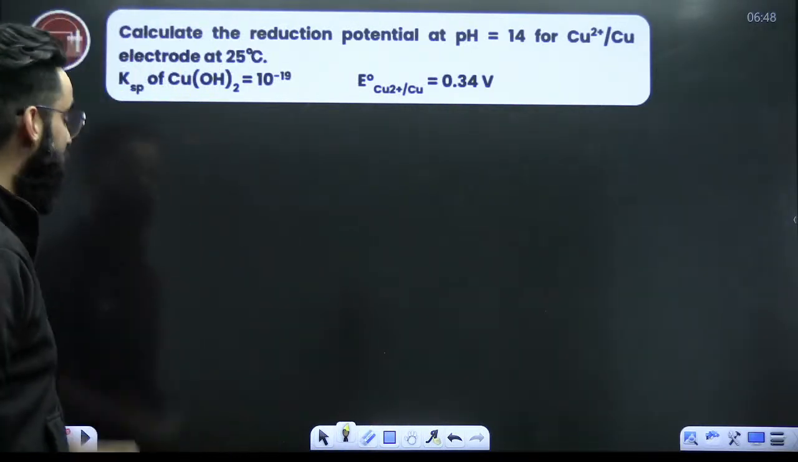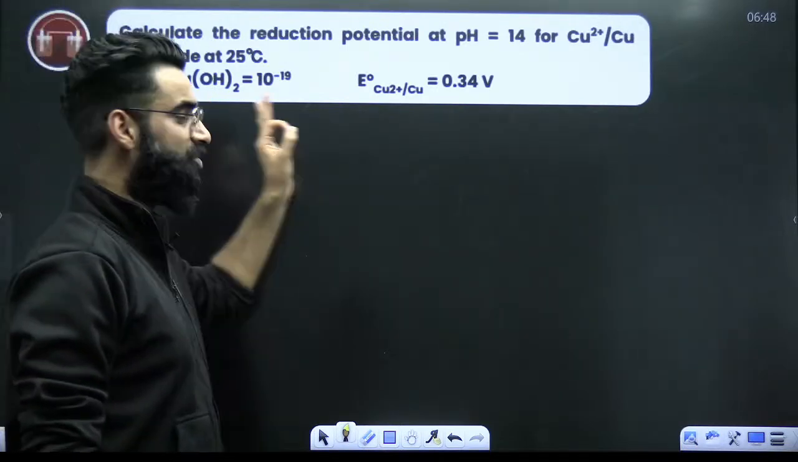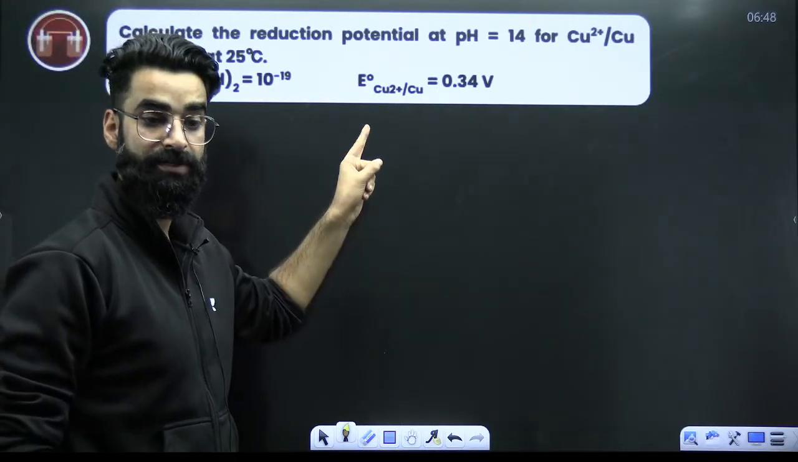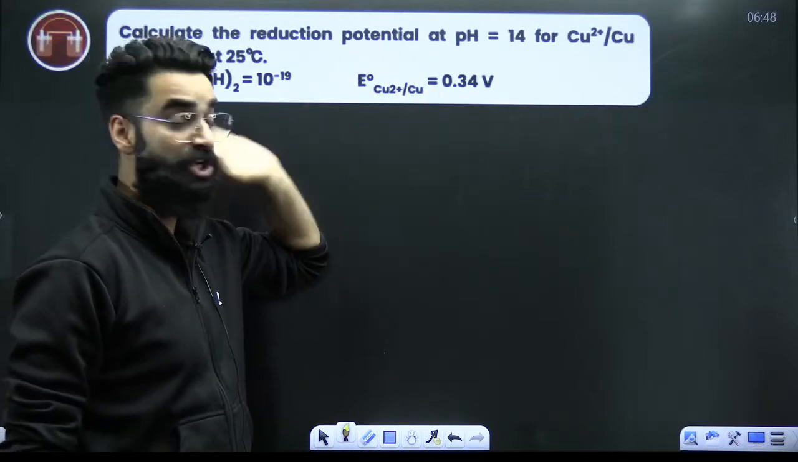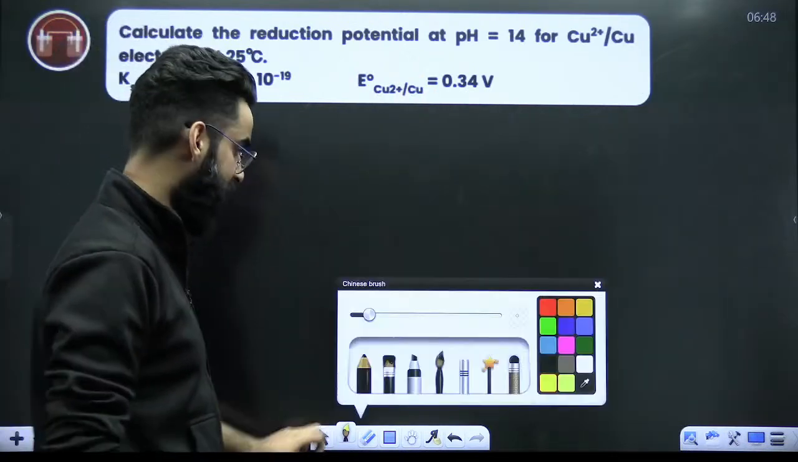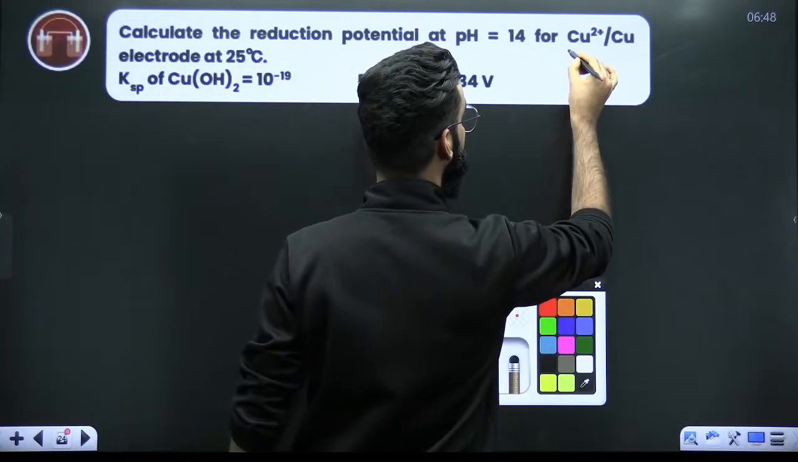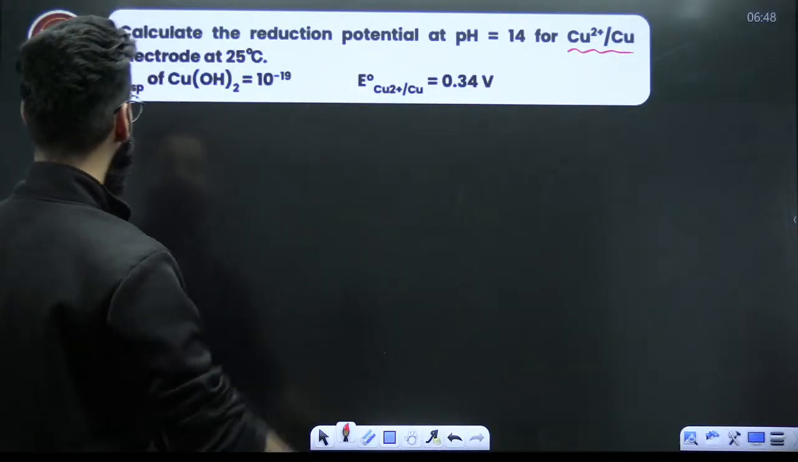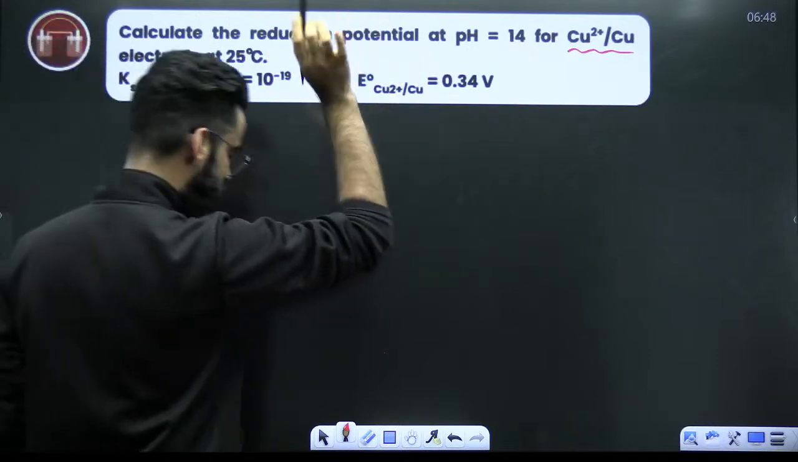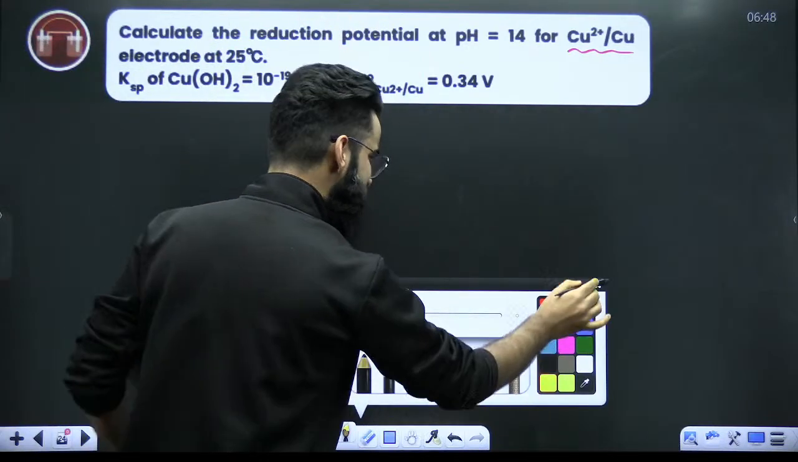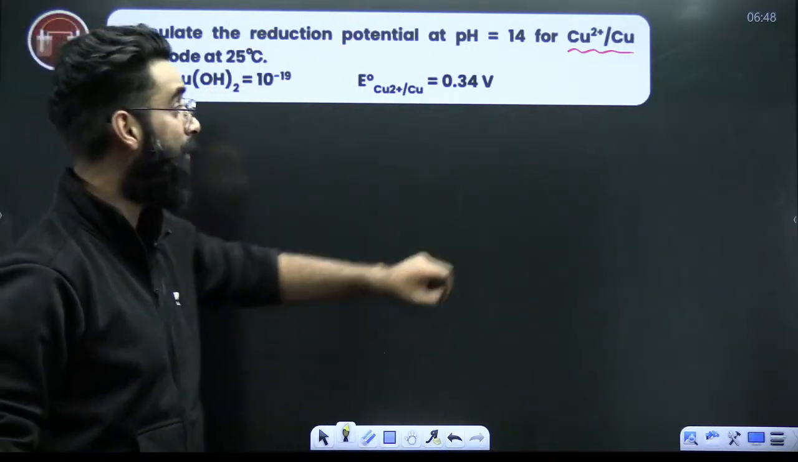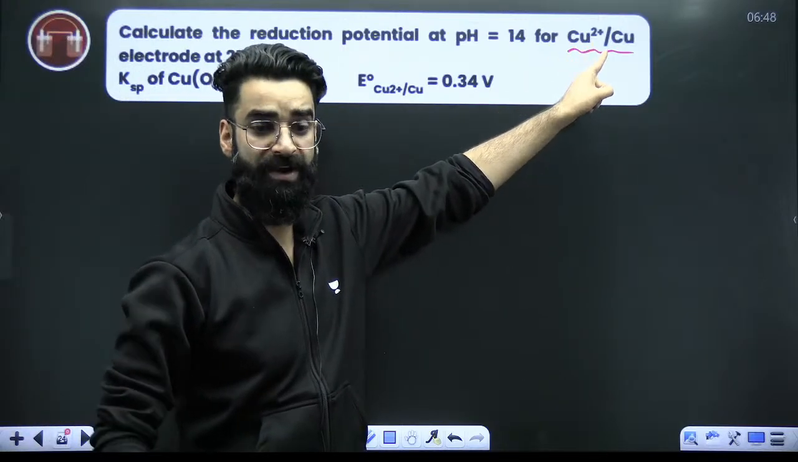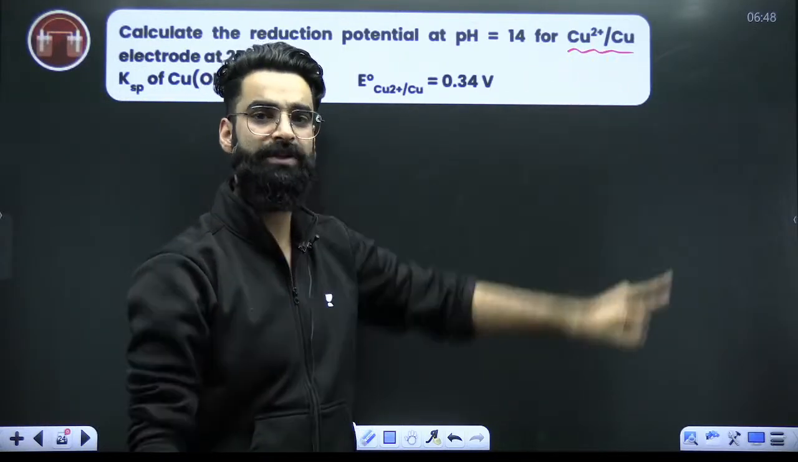Understand properly. The question is, calculate the reduction potential at pH equal to 14 for this half cell at 25 degrees centigrade. Ksp is given. E naught of something is also given. So basically, as per the question, we are given the copper electrode and we need to calculate its reduction potential.